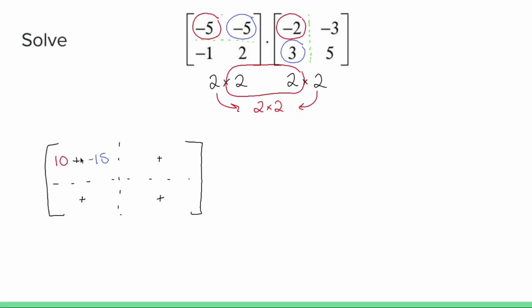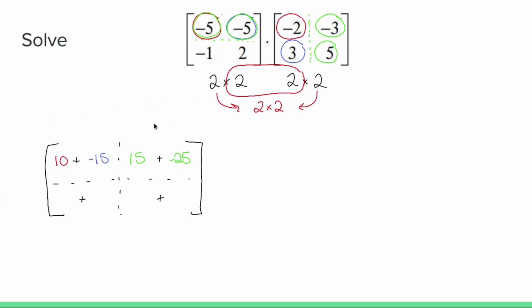We do it again. So this is the first row, second column. So we're going to focus on the first row, second column. Negative 5 times negative 3 is going to be 15 positive. Negative 5 times positive 5 is going to be negative 25. We'll clean that up when we have to.